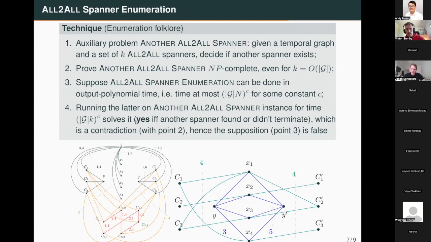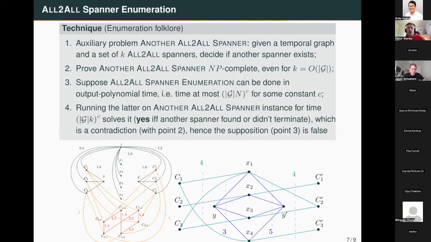And so now you have this kind of very nice result, which says that if you find another spanner, another one than the K that you already know exists, then obviously the answer is yes. But here's the trick. If your algorithm doesn't terminate in this time, I mean, you halt it, but you check to see what's happening in the algorithm. If it didn't terminate on itself, then that means that there must exist another spanner or more than K spanners. So that's the little trick that we use here. And so that means that we can use it to solve another O2L spanner in polynomial time.